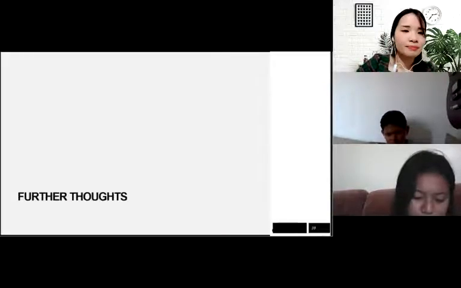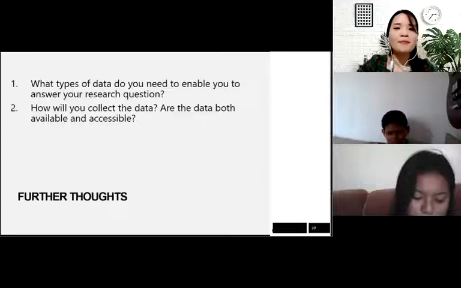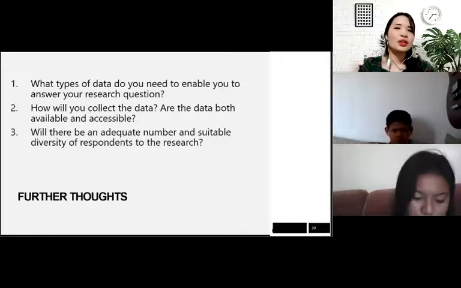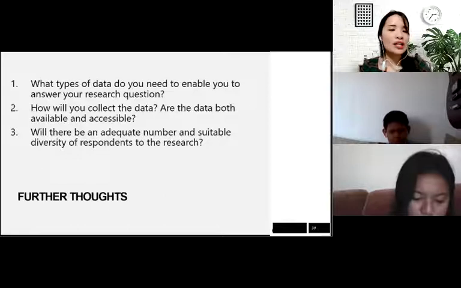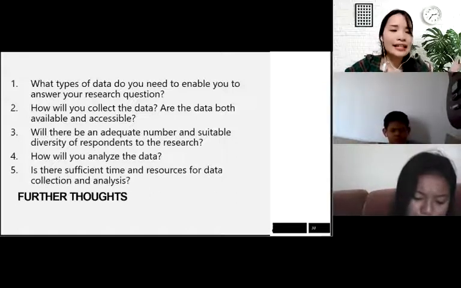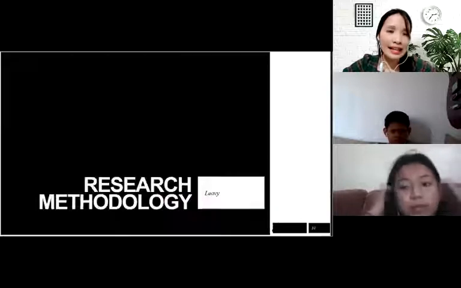Okay, moving on. Lapit na tayong matapos. You have to answer the following questions when you are writing your research design or plan, no? What types of data do you need to enable you to answer your research question? How will you collect the data? Are the data both available and accessible? Will there be an adequate number and suitable diversity of respondents to the research, as I have explained a while ago? How will you analyze the data? Is there sufficient time and resources for data collection and analysis?